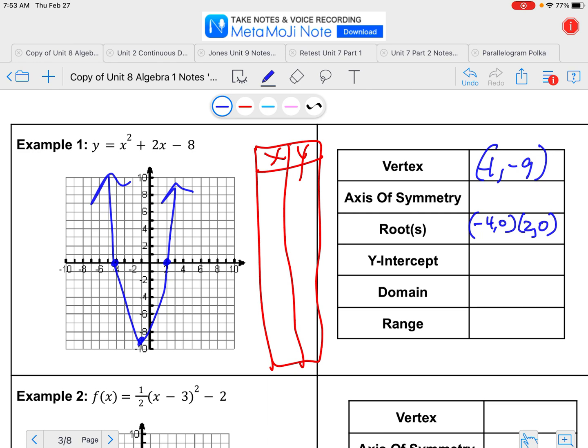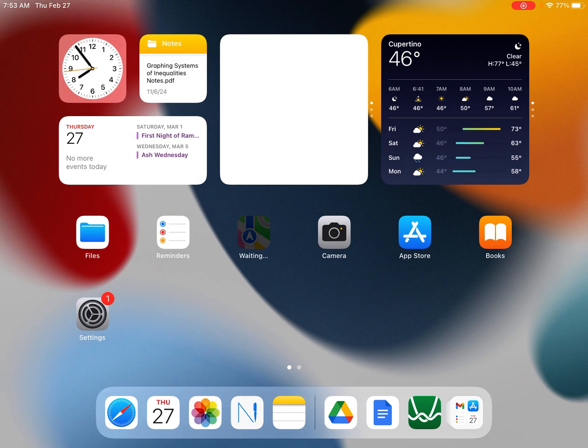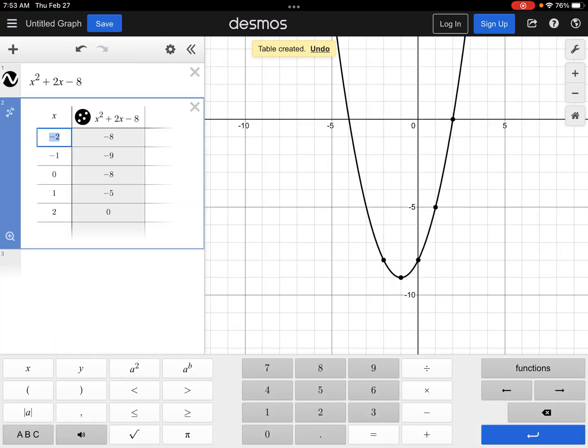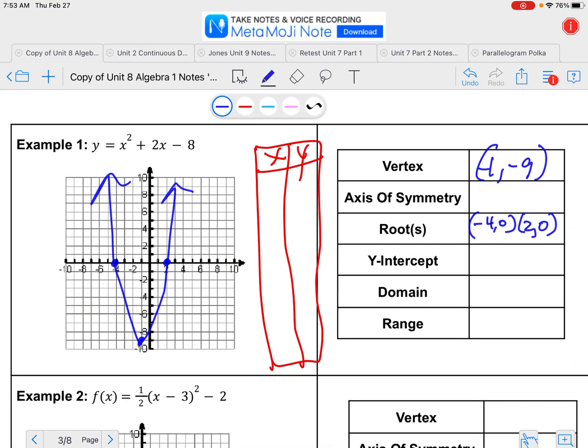Y-intercept, it's easy to find on Desmos because you hit the gear and make a table of values. When x is 0, y is -8. Axis of symmetry: x equals, it's always the x value of the vertex. So x equals -1. Domain is all real numbers. Range: y is greater than or equal to, your low point is always the y value of the vertex. So this would be how you would use Desmos to graph and to answer all of these questions.